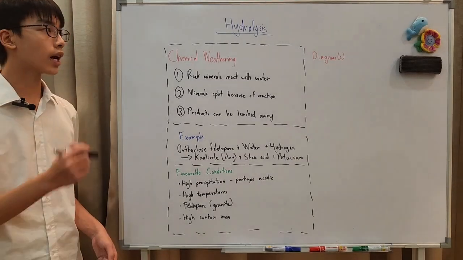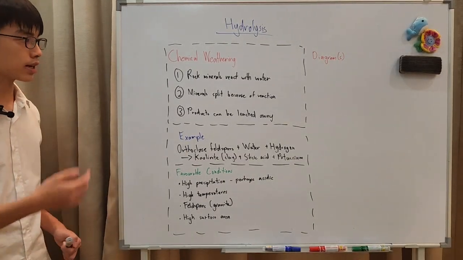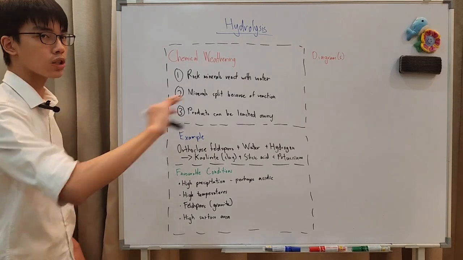Hi everyone, let's talk about hydrolysis. So hydrolysis is a chemical weathering process, and here are the steps laid out, 1, 2, and 3. And we can put this on a diagram.